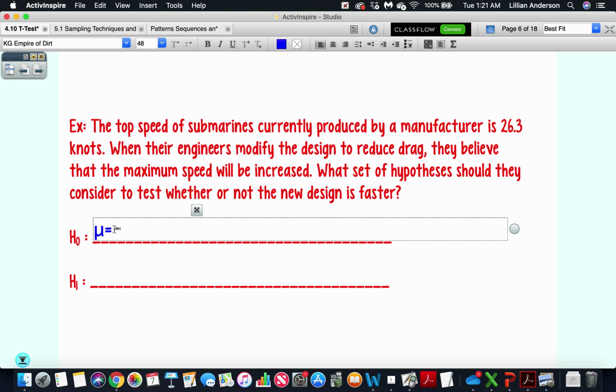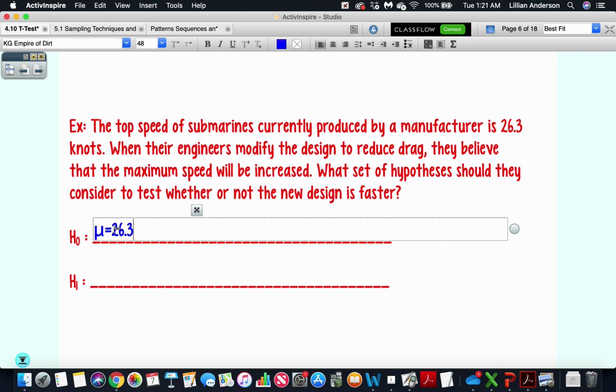Okay, so for our null hypothesis, we would have mu equals, because it's always set up as mu equals, and then we would have our value. So in this particular case, it will be 26.3, because that is the value that we know the top submarines are currently producing at that particular knot.